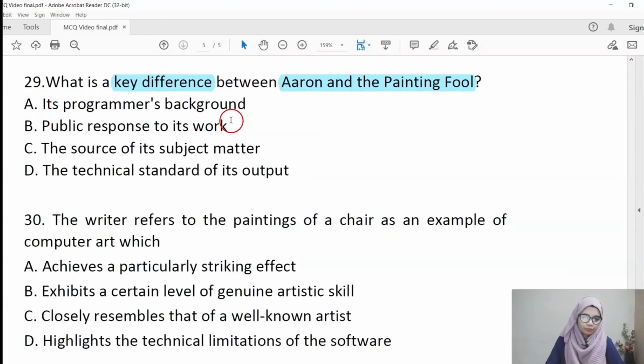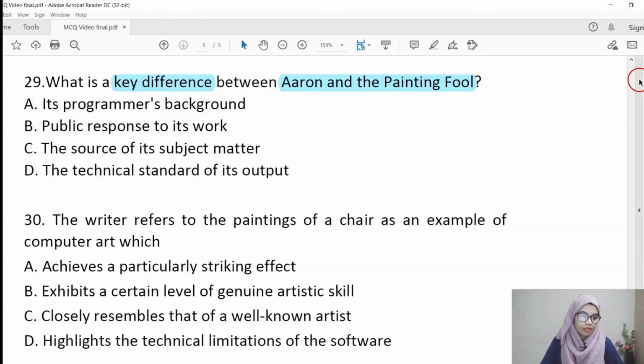Its programmer's background, I don't know, I might have to go and check again. Public response to its work, no. The source of its subject matter, the technical standard of its output. So the source could be the answer, because we read with Aaron that it is mostly dependent on the programmer, whereas the Painting Fool can go online and search for content. Now let's see if they are talking about the programmer's background or the technical standard of its output. So let us first look at option A. Let's go one by one.